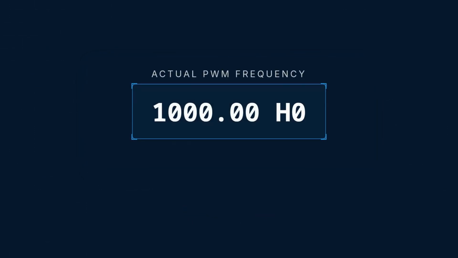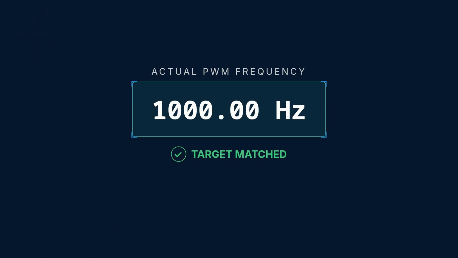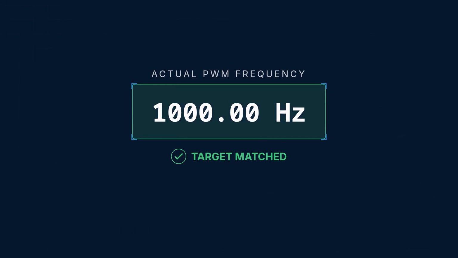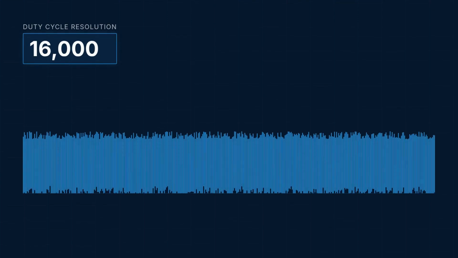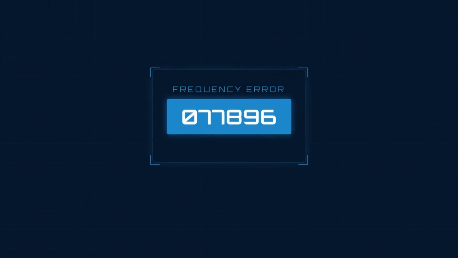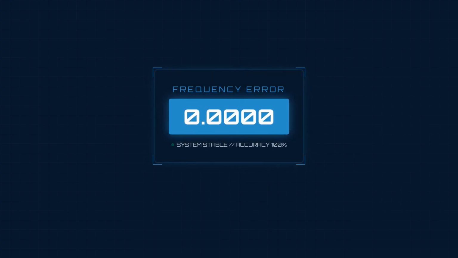The actual PWM frequency is exactly 1000 Hz, matching our target perfectly. The duty cycle resolution of 16,000 tells us we have 16,000 discrete steps for setting duty cycle. The frequency error is 0.000, confirming perfect accuracy.